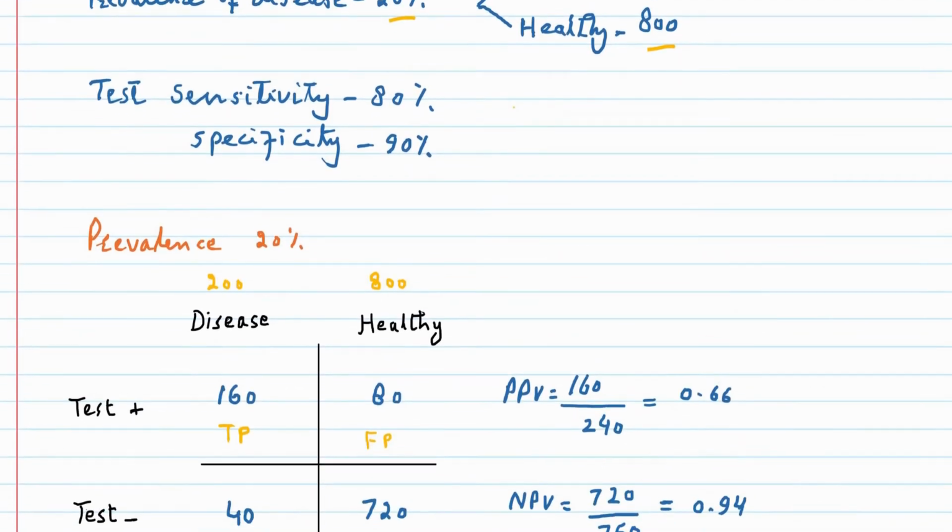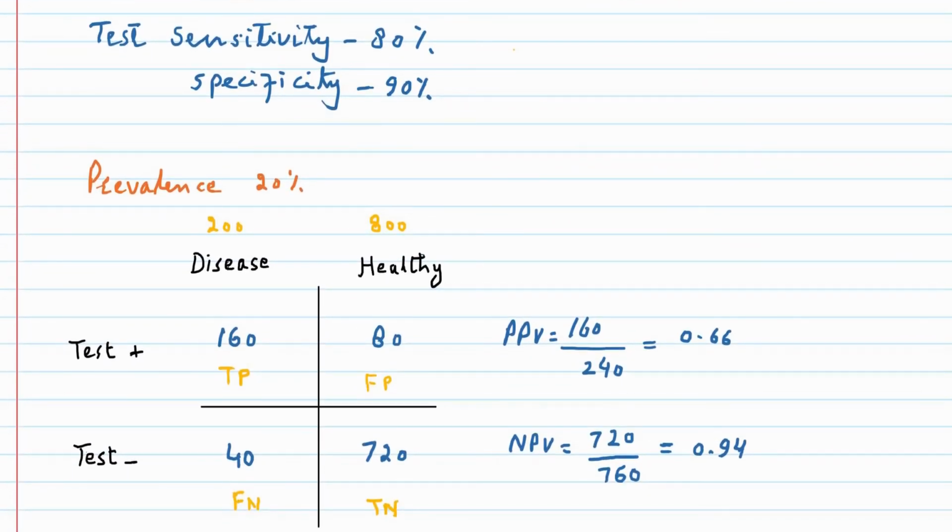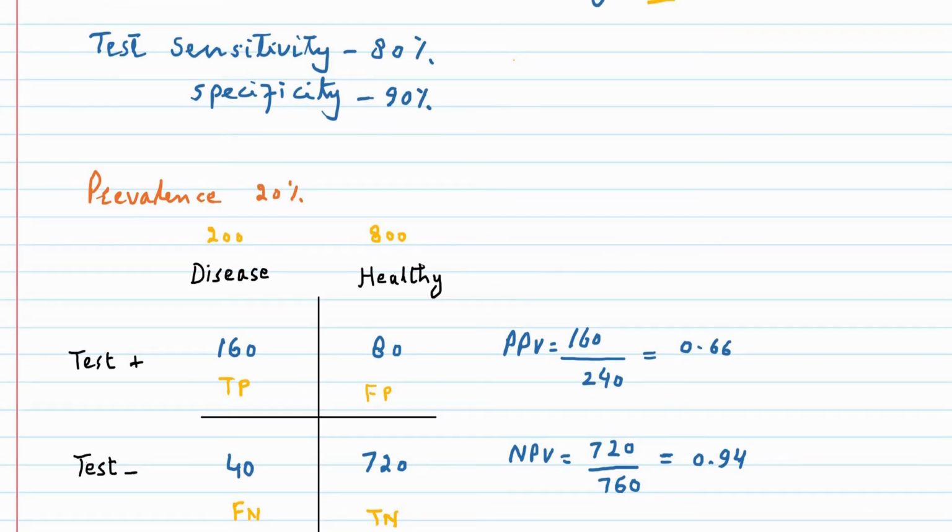We can calculate the true positive and false negative rates in 200 people with disease based on sensitivity of test. Similarly, we can calculate the true negative and false positive test results rates in healthy people. When we calculate the positive predictive value, we can see that positive predictive value in this case is 66%, while negative predictive value is 94%.